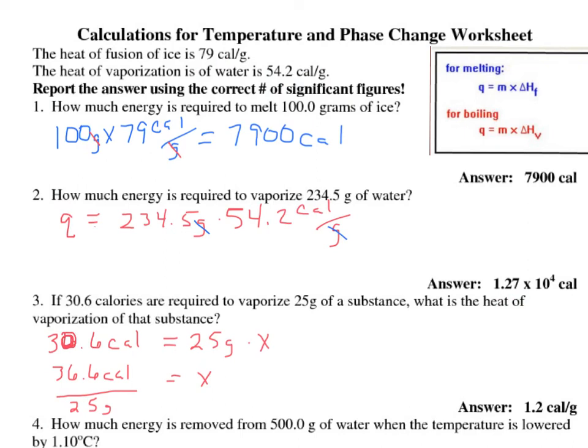Okay, on this last equation we have: if 30.6 calories are required to vaporize 25 grams of a substance, what is the heat of vaporization of that substance? Now we need to fix this right here. It's my mistake. And so we're going to start off by using the heat of vaporization equation. We're going to have our 30.6 calories equaling 25 grams times x. We will be solving for x. So x would equal our 30.6 calories divided by 25 grams. Our answer will be in calories per gram. We do the math and we would get 1.2 calories per gram.